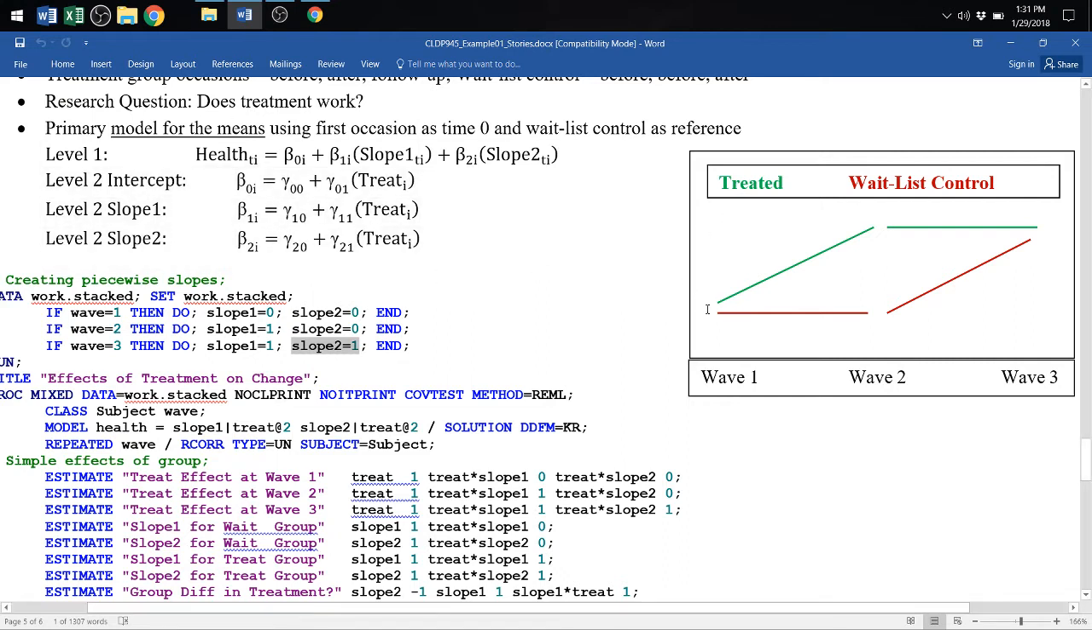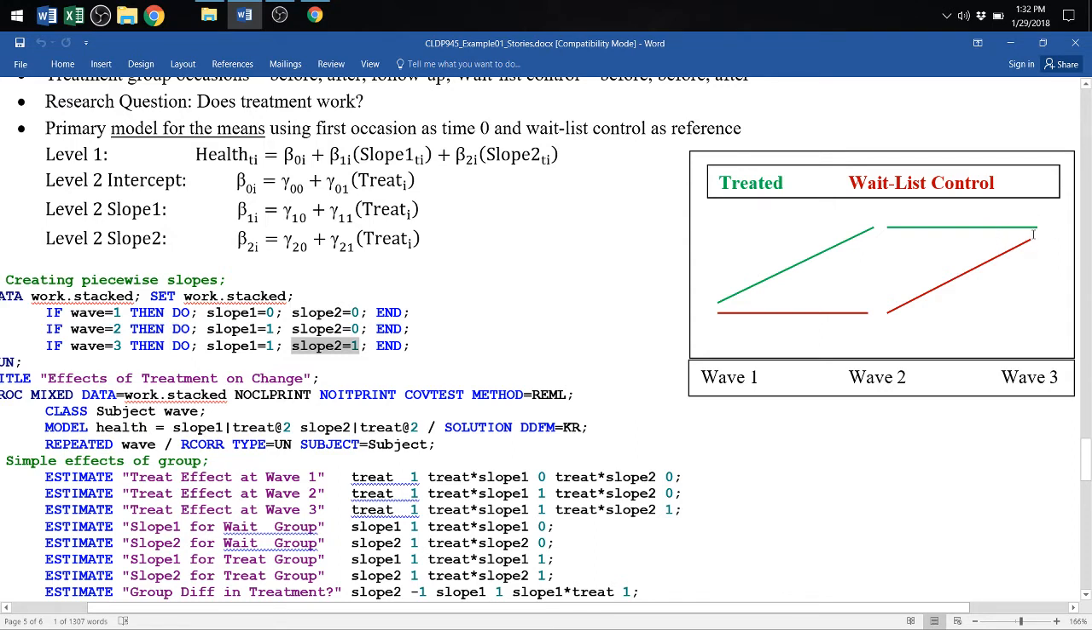So I have wave 1 intercept. If these groups were actually randomly assigned, should I have a group effect at wave 1? Hopefully not, right? If treatment worked, should I have a group effect at wave 2? Yes. Now this one is tricky.